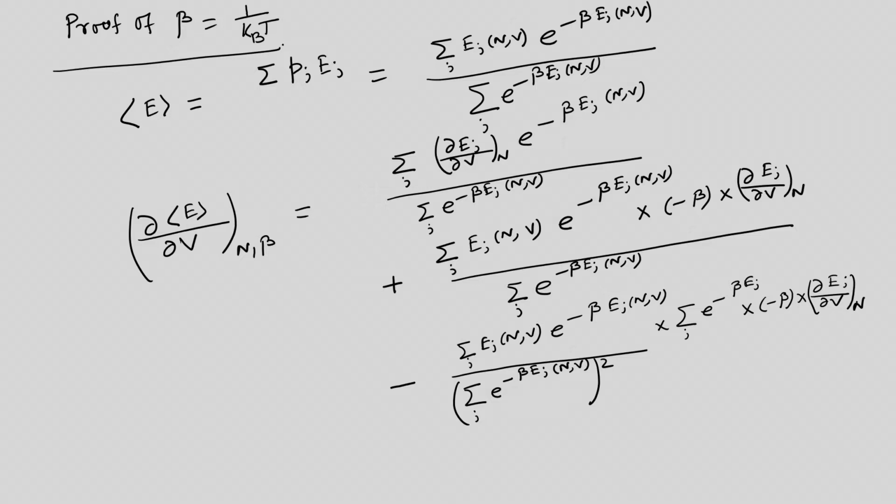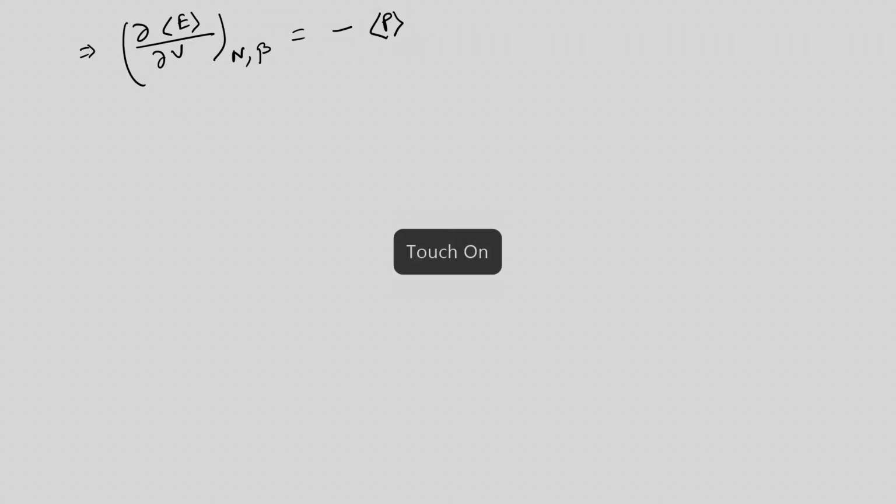So, we can further simplify this one. Now, if we look at the first term, what do we get? The first term gives you minus of average pressure. So, what we get is del E by del V at constant n and beta. The first term gives us average pressure. Okay. Now, the second term.